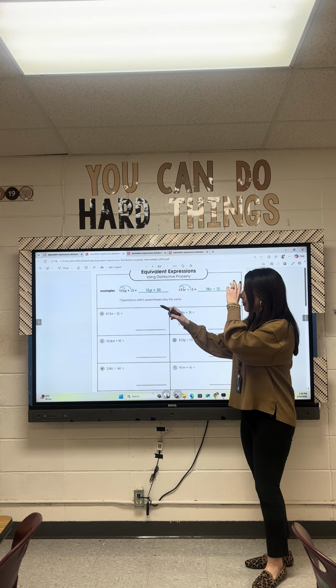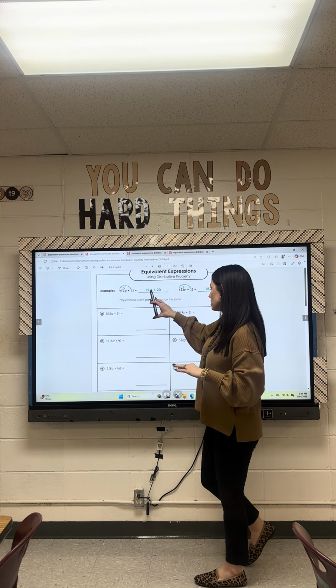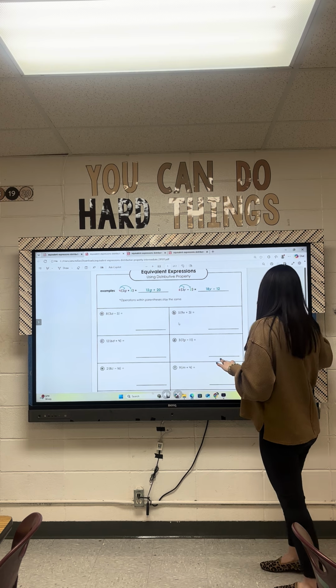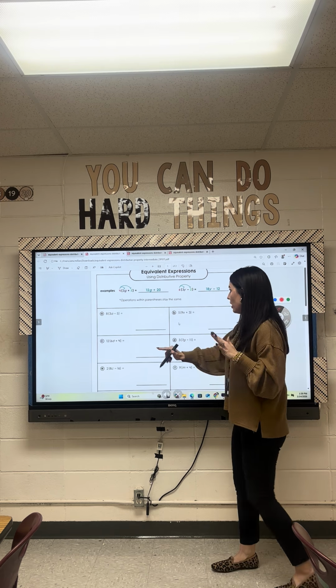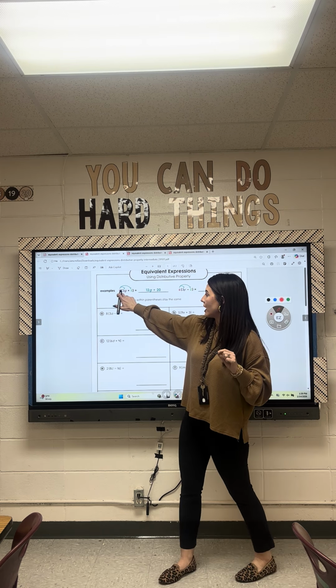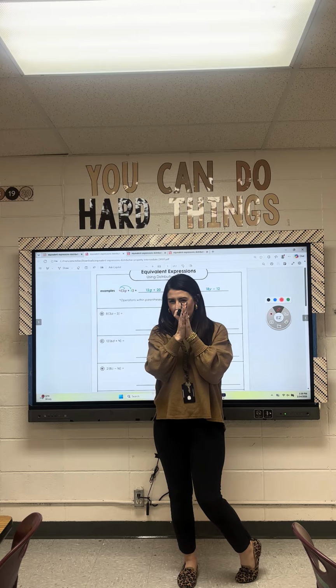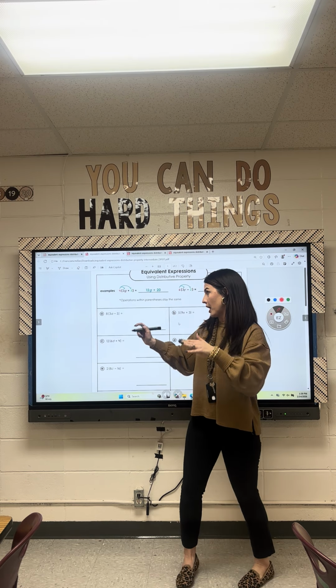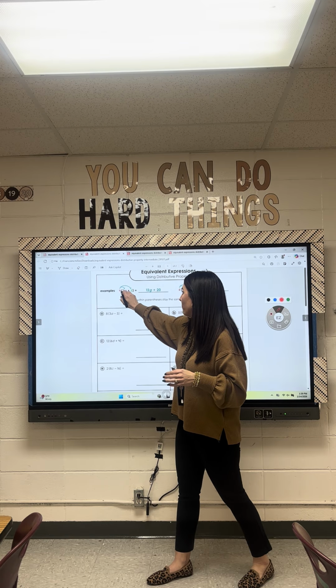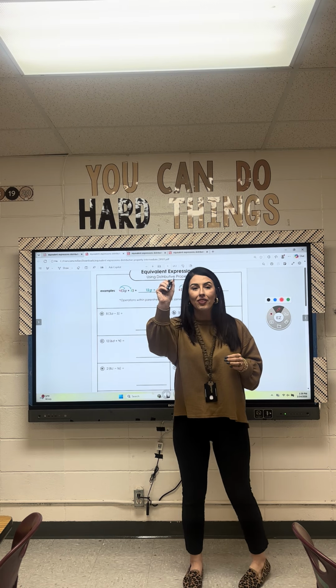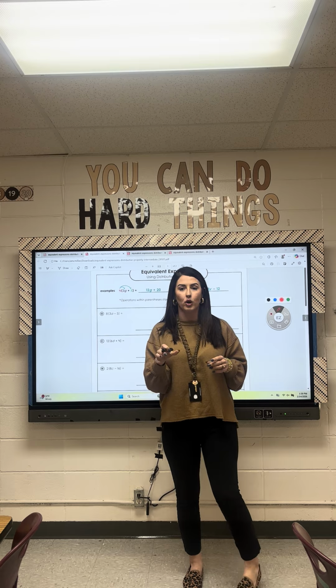If you look at the top of your paper, they've given you 2 examples. I want to remind you, if we have a number right next to a parentheses and there's no space, what does that mean that they're doing? Multiplying. Okay, so remember they are multiplying right there. Go ahead and write that in if you have a hard time remembering that.